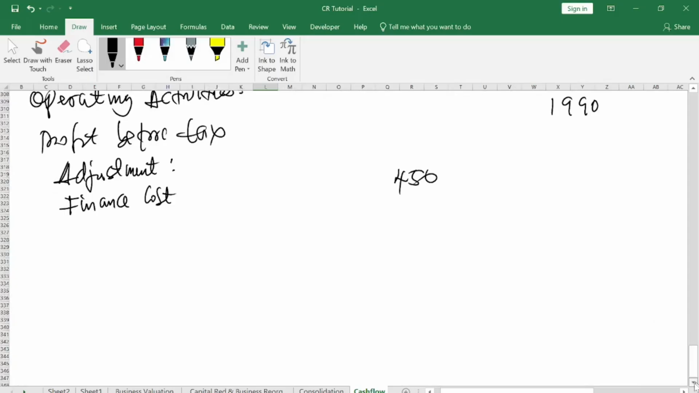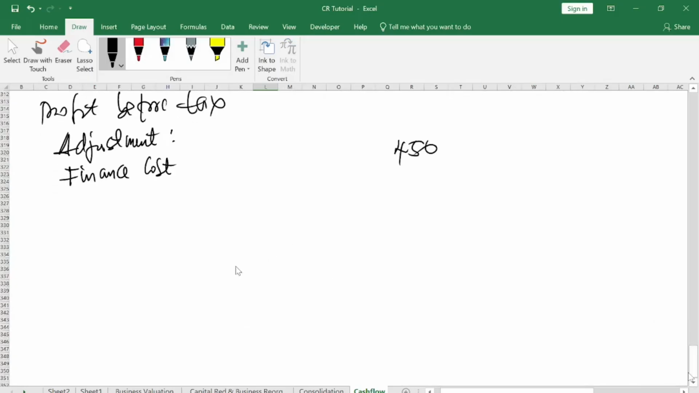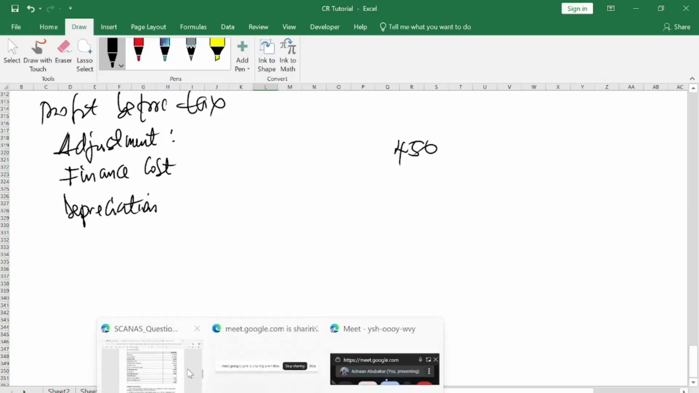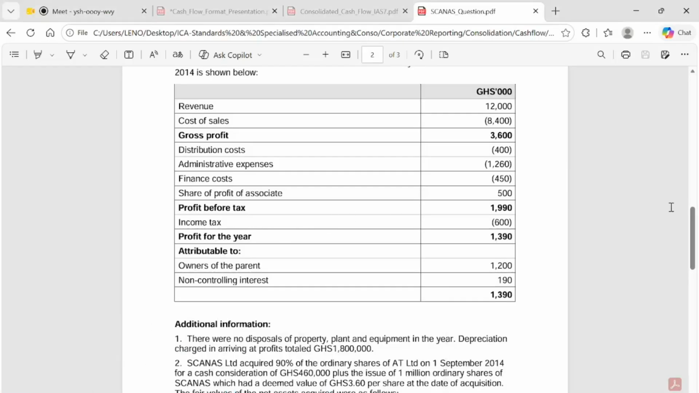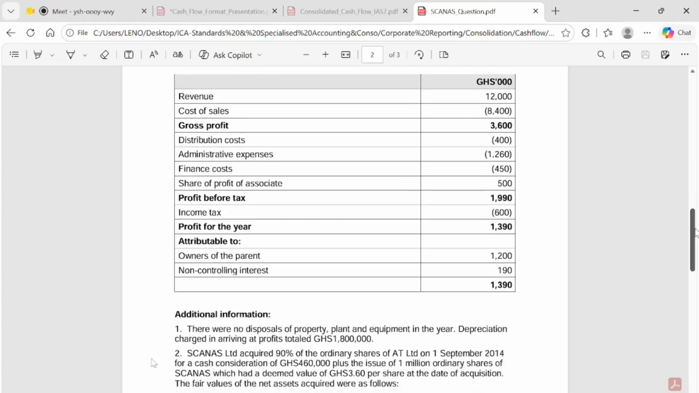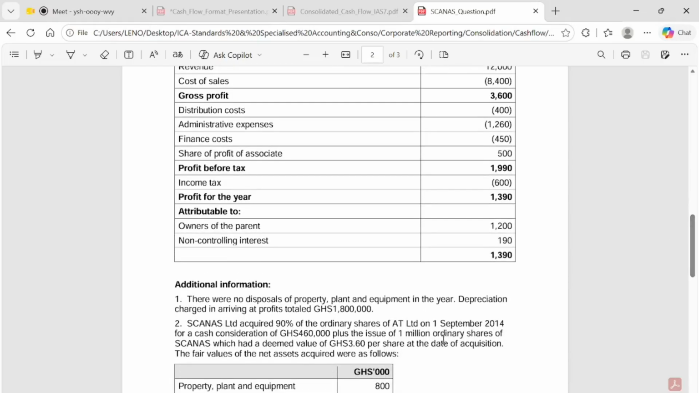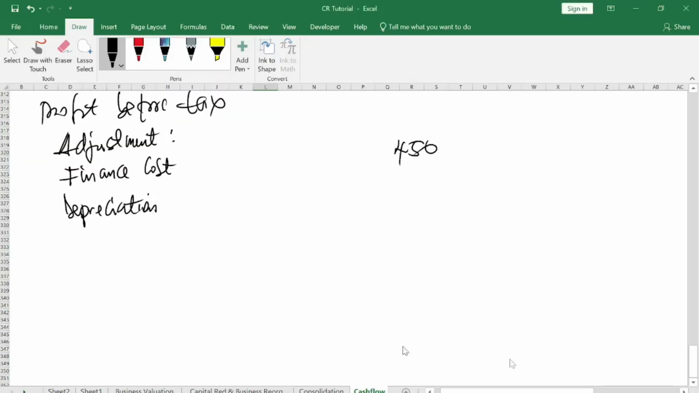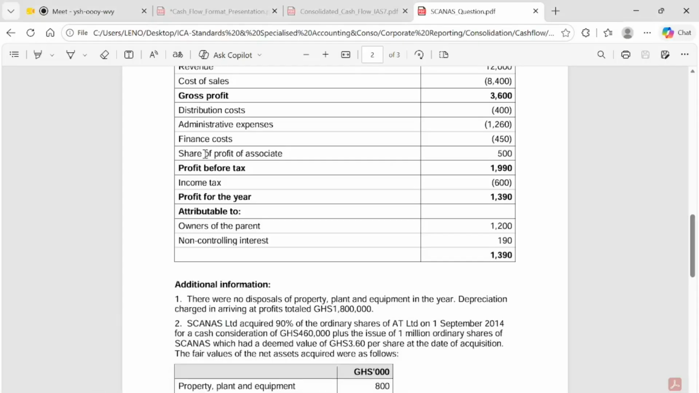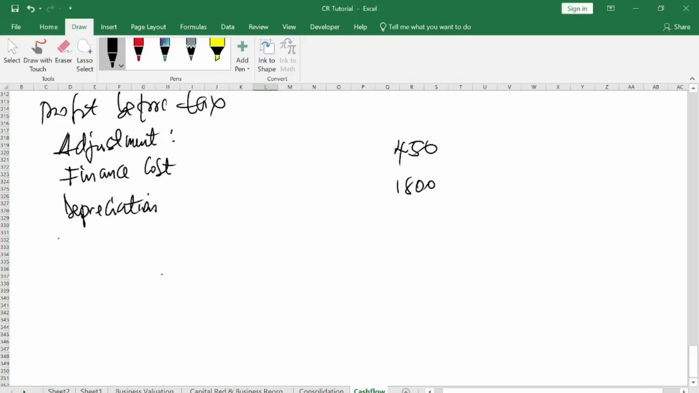Then you can do all the adjustments that we are talking about. Our first item is depreciation. You go in there and find out if there's any depreciation. Depreciation is 1,800. They deducted it, so you come and add it back. Then you go into the P&L. I've seen that they've also deducted share of profit of associates. Check it. Then you have to come and add it back. Share of what?